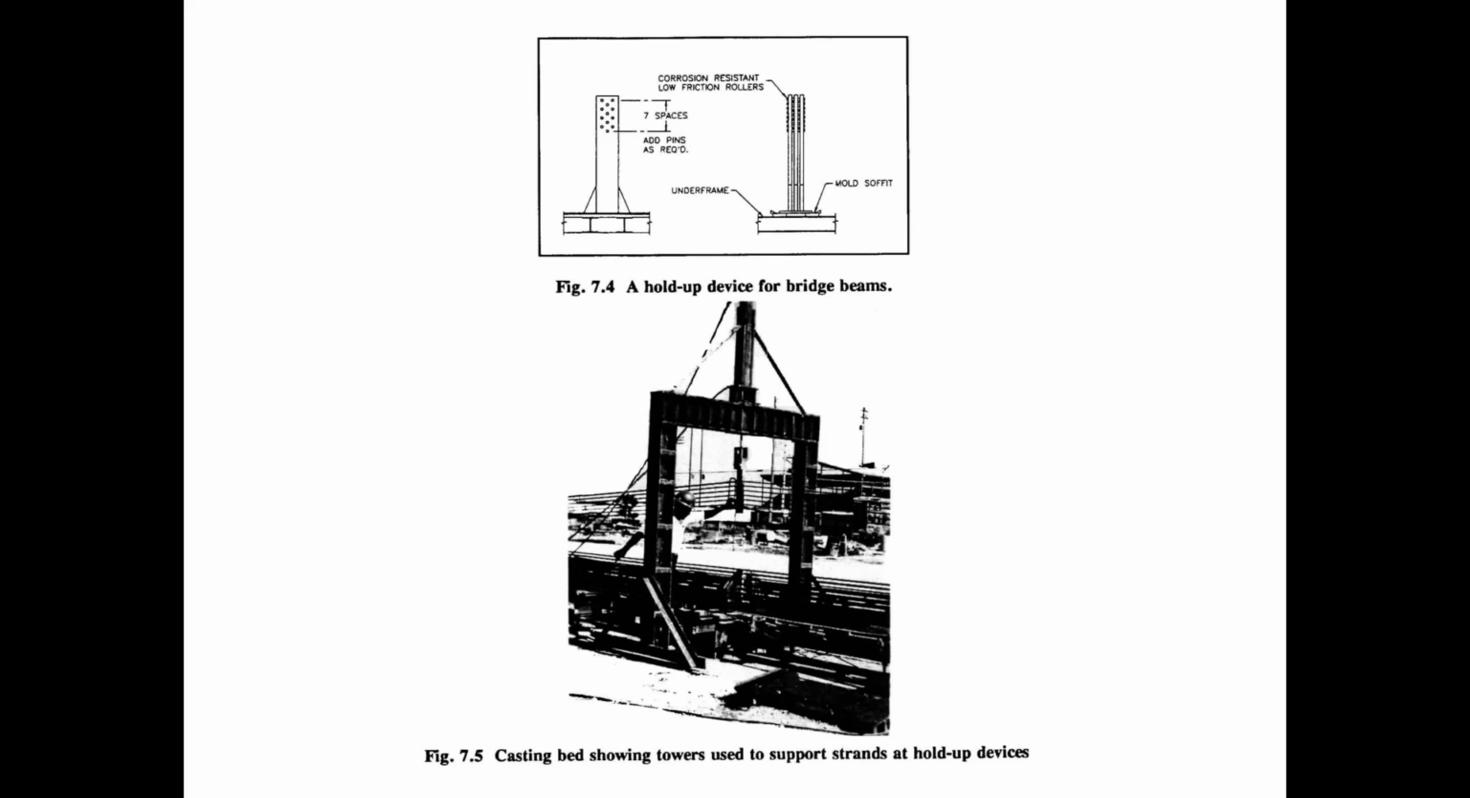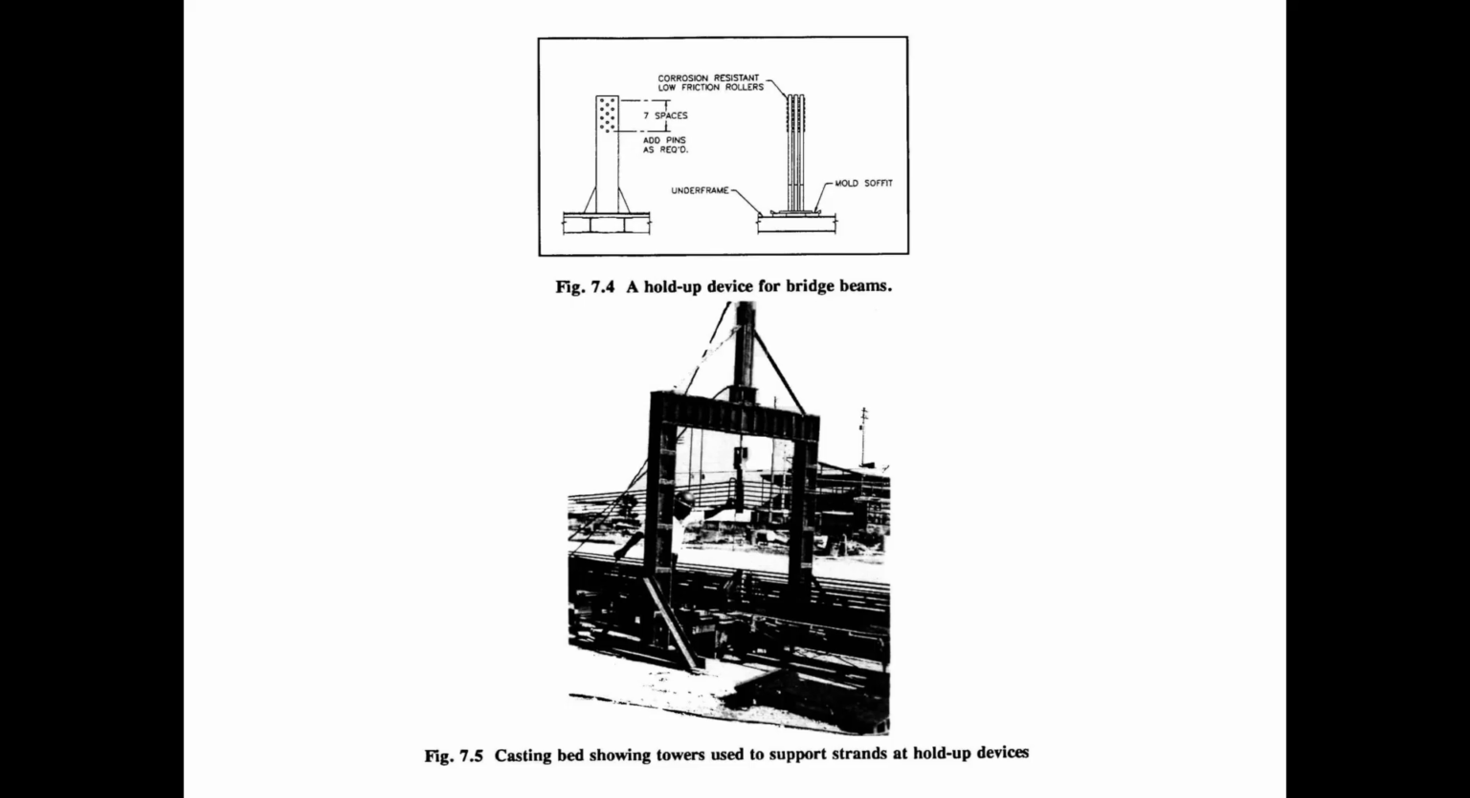In figure 7.5, we have another way of holding up the strands at the hold-up point. This is a portal frame that spans over the bed. Notice at the top of that portal frame is something that looks like a hydraulic ram, and that's because it is a hydraulic ram. So this bed is set up to where the strands can be tensioned in the straight position down low and then jacked up with the hydraulic ram into the draped position that's shown in the figure. All right, so this bed is set up for tensioning in the straight position down low and then lifting the strands into the draped position after they've been tensioned in the straight position.